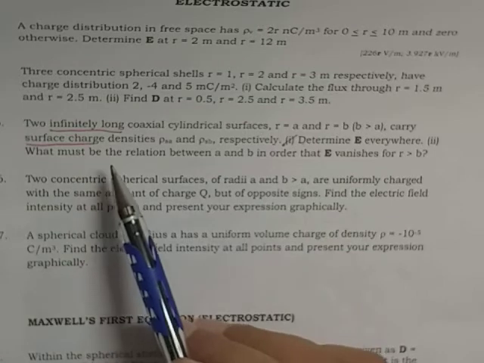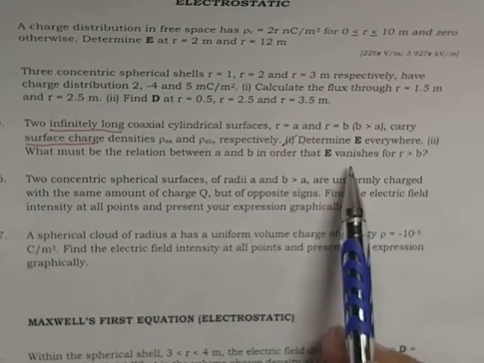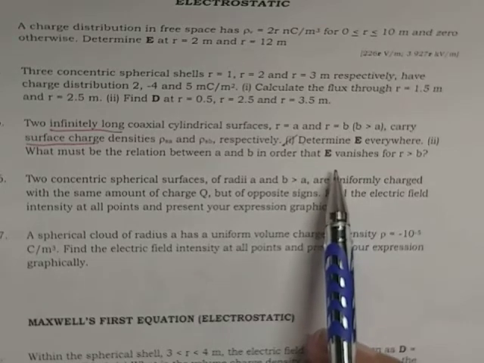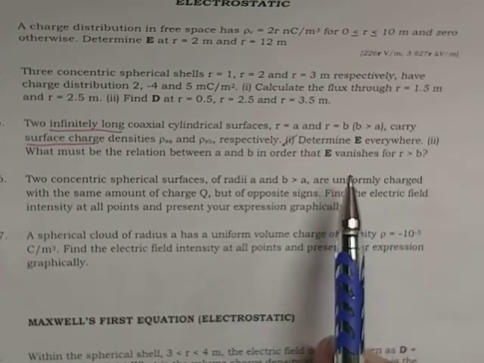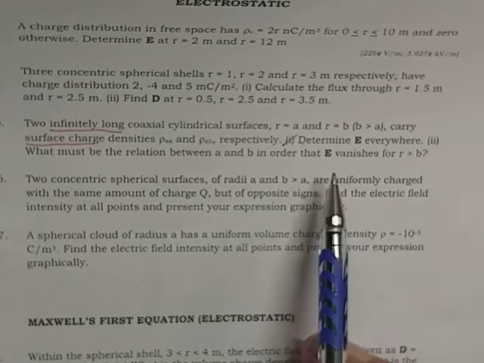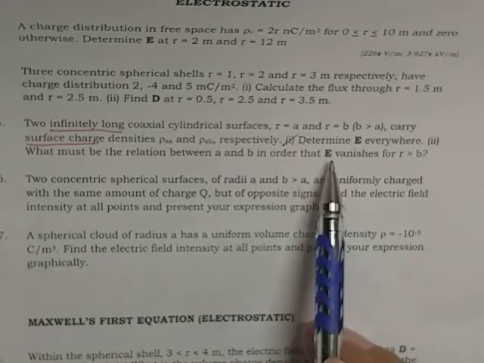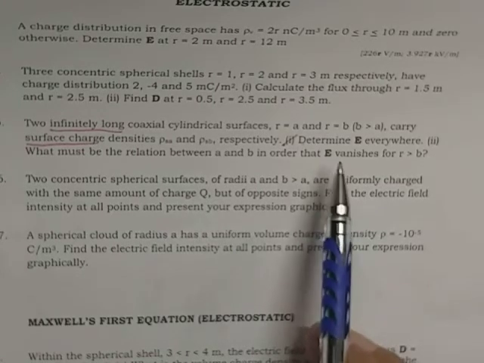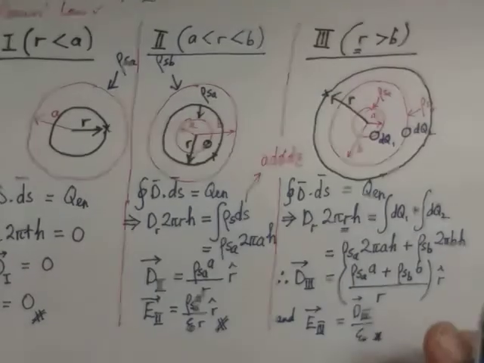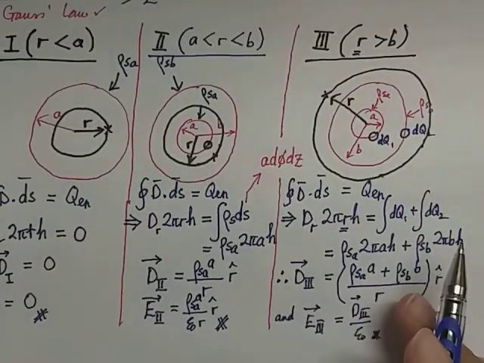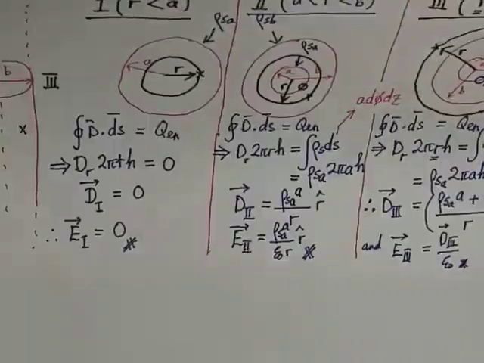What must be the relation between a and b in order that E vanishes, becoming 0 for r greater than b? So now the question focuses specifically on region number 3. What happens when in region number 3 the E becomes 0? What should be the relationship between a and b? So for number 2 now, I'm just going to use the solution that we have solved.